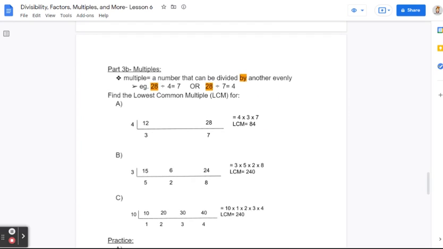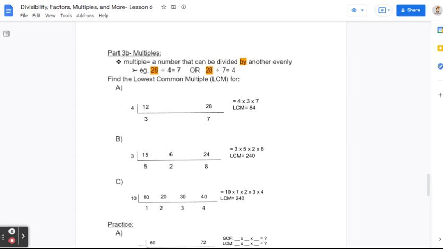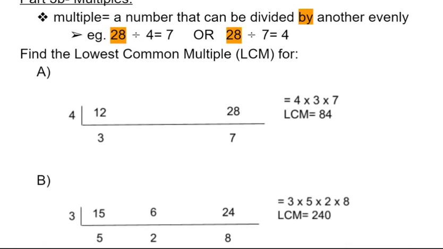Part 3B, multiples. So a multiple is a number that can be divided by another evenly. So remember how in factors we were saying 4 and 7 are factors of 28? Well, now for a multiple, 28 is a multiple. Find the lowest common multiple, or LCM. So starting with A, it's 12 and 28.